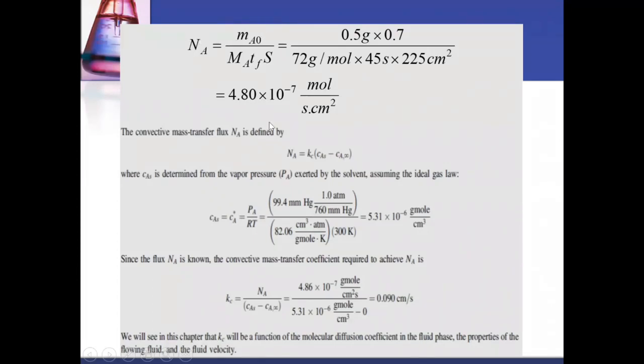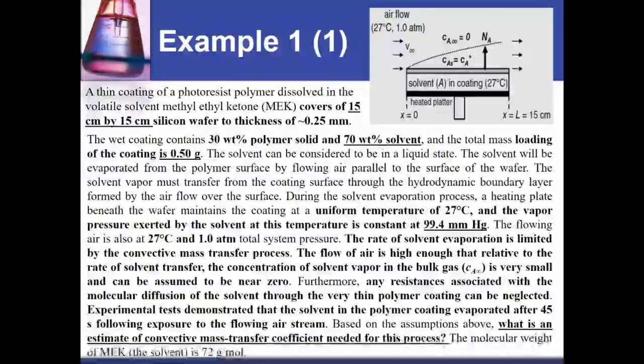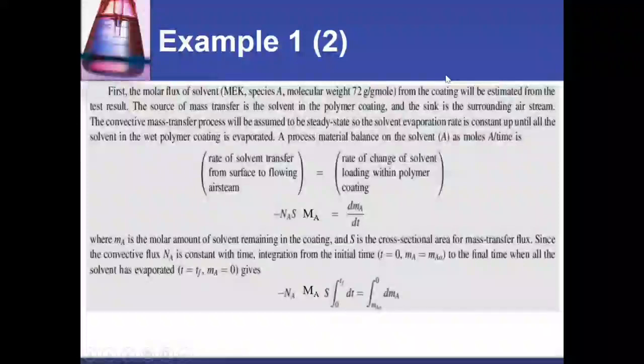So Kc is a function of all these: the mass you put initially, the time, the surface area, and also, okay, this will depend on the flow, because if you increase the velocity of air, you expect that to evaporate this one faster. The coating here is faster. So that will also depend on the velocity, as we will see later.